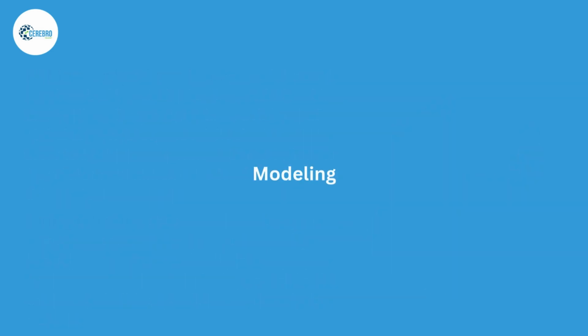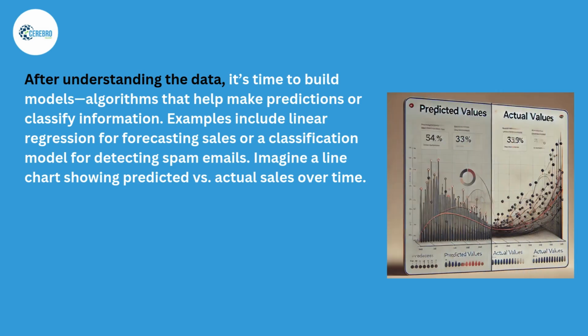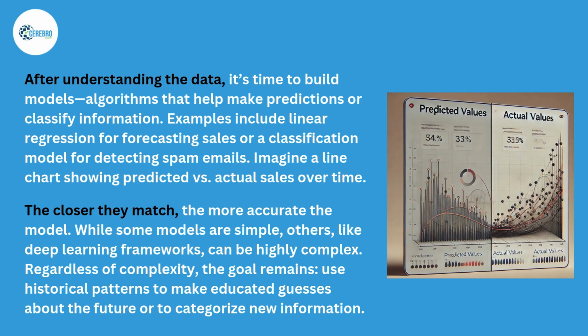After understanding the data, it's time to build models, algorithms that help make predictions or classify information. Examples include linear regression for forecasting sales or a classification model for detecting spam emails. Imagine a line chart showing predicted versus actual sales over time. The closer they match, the more accurate the model. While some models are simple, others, like deep learning frameworks, can be highly complex. Regardless of complexity, the goal remains: use historical patterns to make educated guesses about the future or to categorize new information.